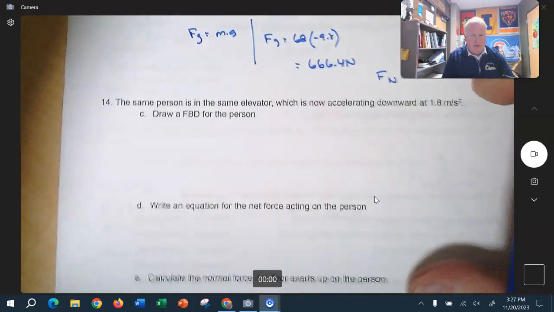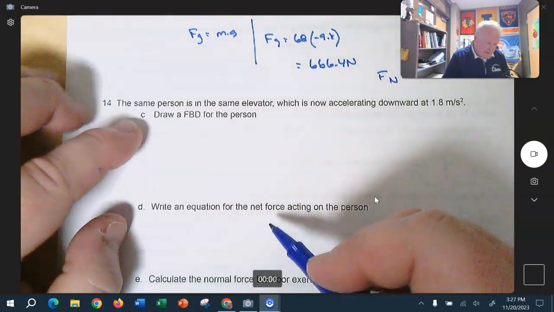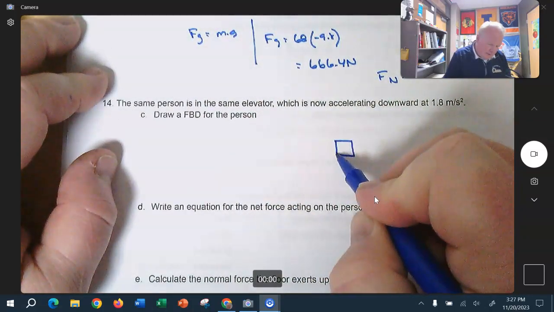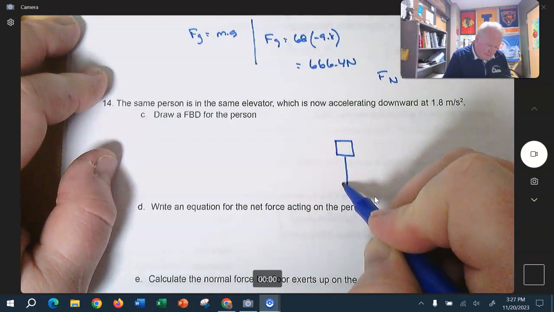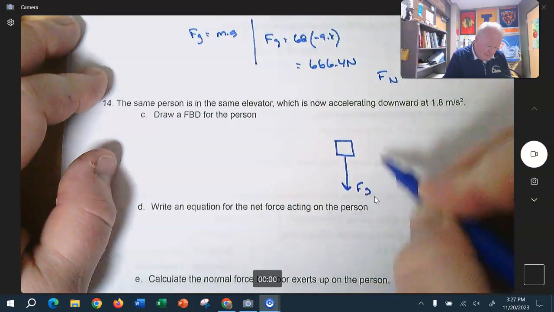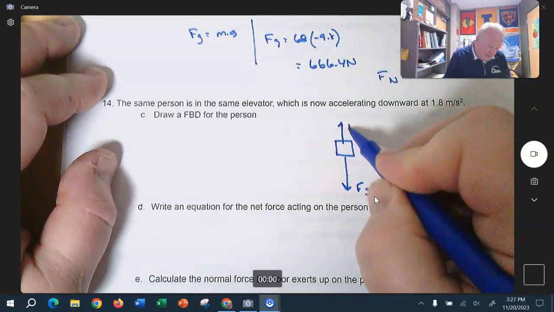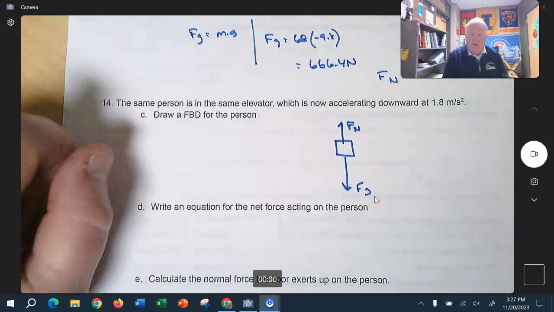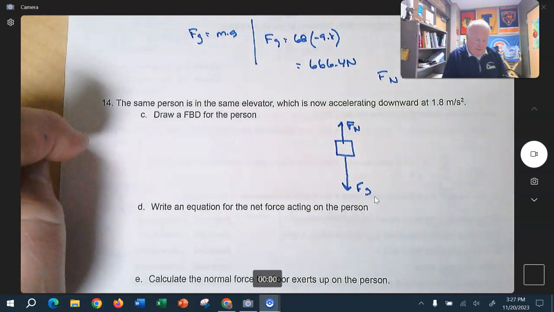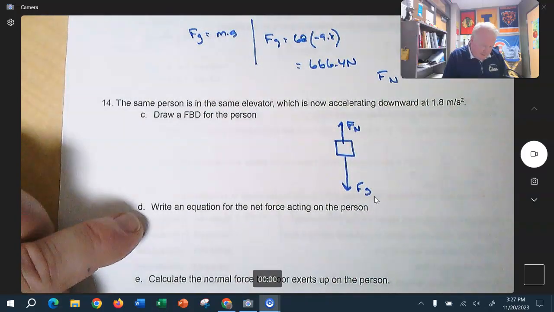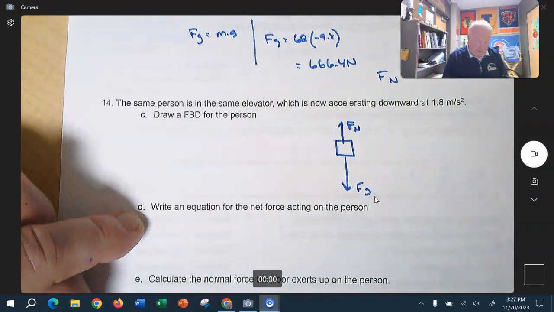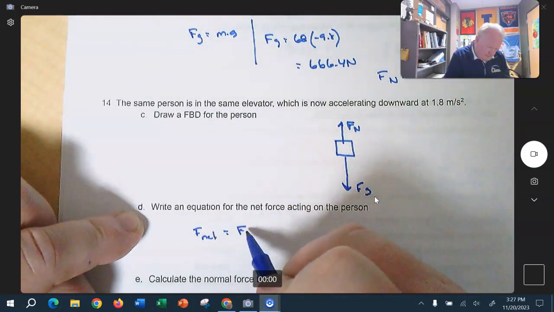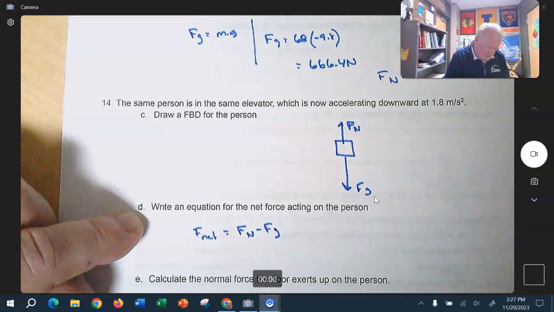The next one is a little bit more difficult because now the elevator is accelerating down. If we just think about it, that must mean that the force down has to be much higher than the force up. Right? This arrow must be longer than this arrow. Right? So that's the free body diagram. And it says, write an equation for the net force. Well, this is pretty simple. The net force is equal to the Fn minus Fg.